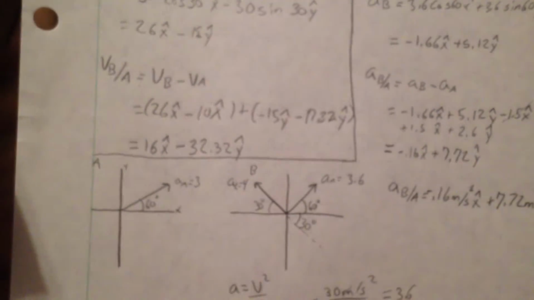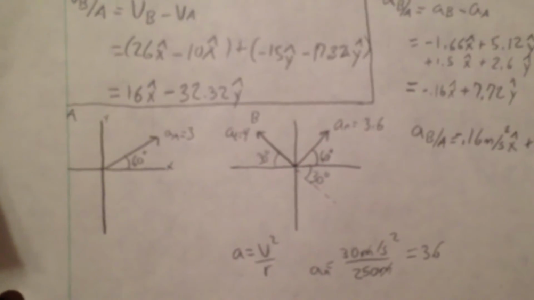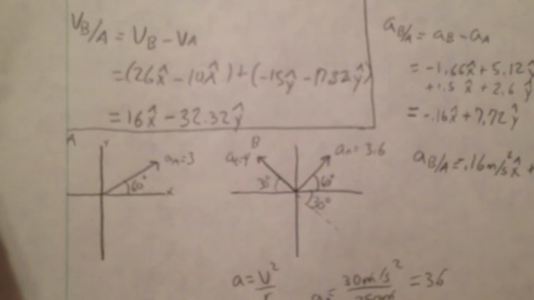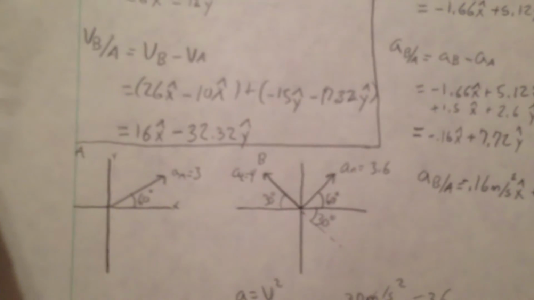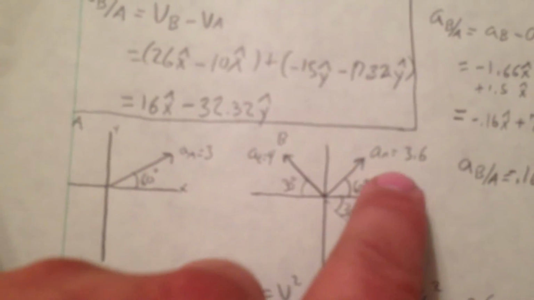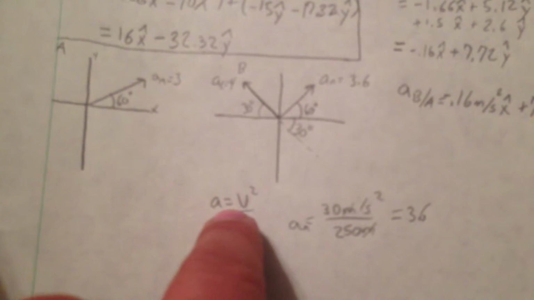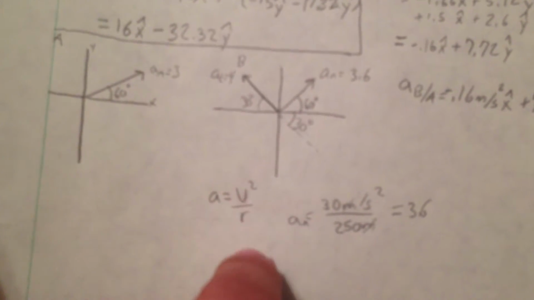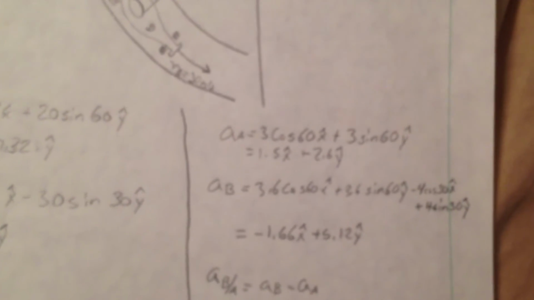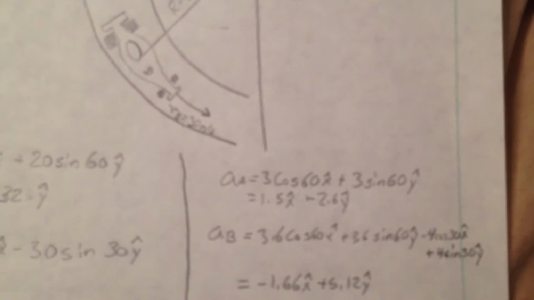Now, in order to find the acceleration, I drew two little graphs of what was going on with A and B. A is accelerating in a straight path, and B has this tangential acceleration, and this is the normal acceleration. And to get that, I used the formula a equals v squared over R, which is 30 squared over 250. It gives you 3.6. And you got that.